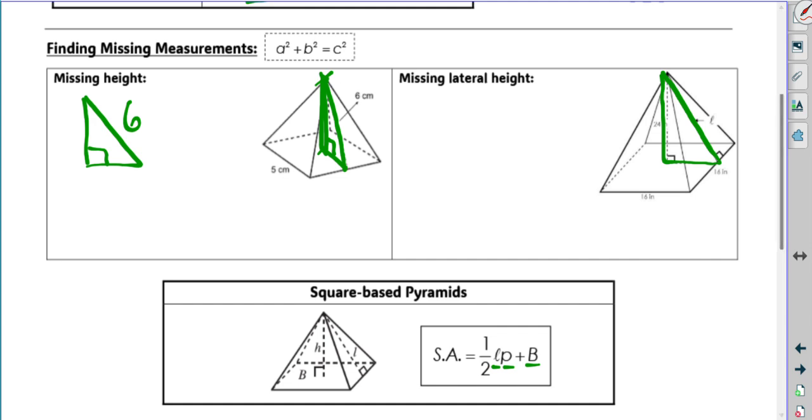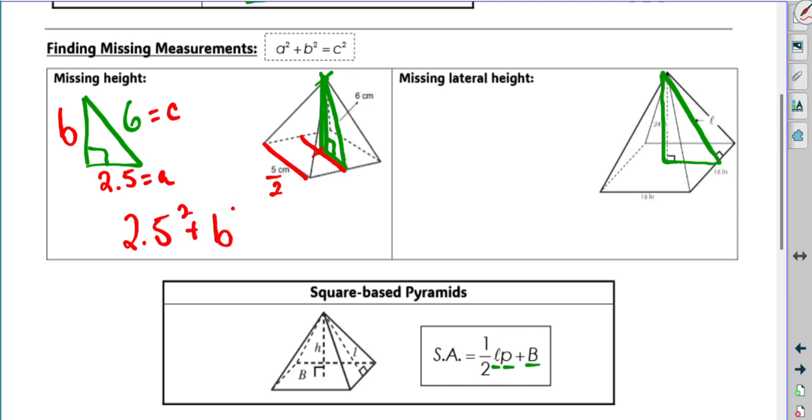And then 5 is going all the way across there. This is only halfway, so that's going to be 2.5. That's 5 divided by 2. So I have C. Let's say that's A, and I want to find B, or I want to find the height of that pyramid. So we're going to do 2.5 squared plus B squared equals C squared, or 6 squared.